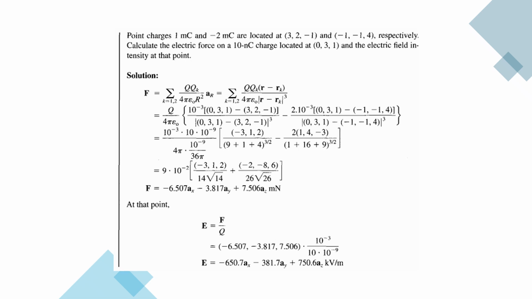So how can you find it? Since force is a vector quantity, first find the force at the point (0, 3, 1) due to the Q1 charge having 1 millicoulomb, and then similarly due to the Q2 charge, that is minus 2 millicoulomb, and then take the vector sum. If you solve, you will get it. You can check it here, and you can get the result: F is equal to minus 6.5 a_x, minus 3.8 a_y, and plus 6.5 a_z. Actually this is the vector, the electric force due to the Q1 charge, and this is due to the Q2 charge.